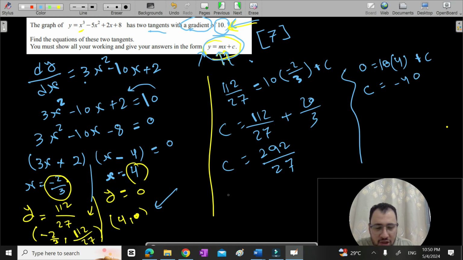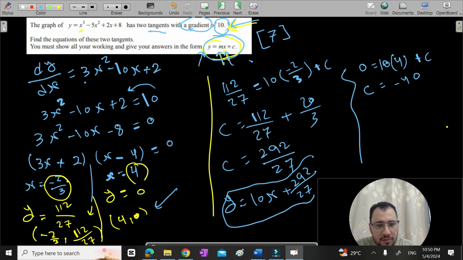Let's write the equations of the lines, which is y equals mx, which is 10x, plus c, plus 292 over 27. This is the equation of the first line. And here, let's get the equation here. Y equals mx plus c, so 10x, and c here is minus 40. And this is the answer of that.